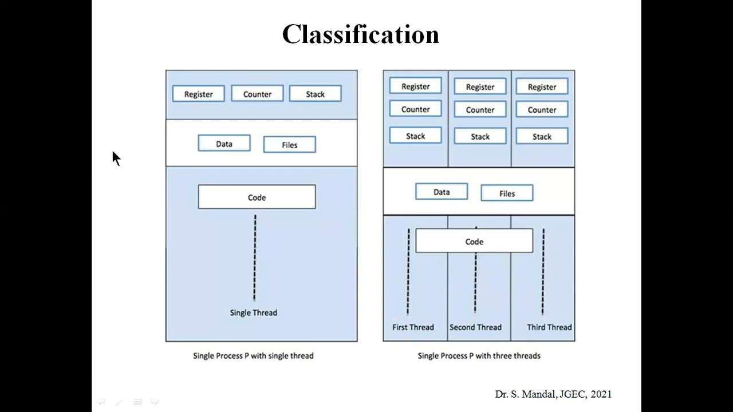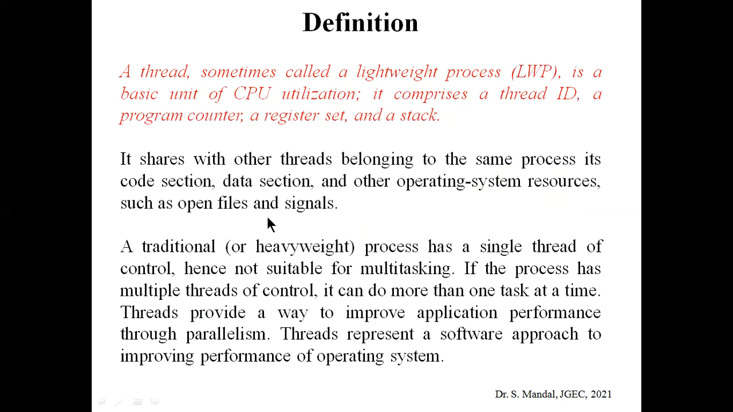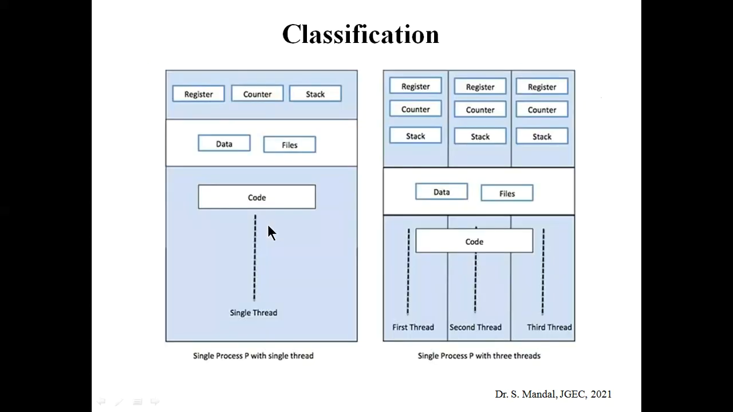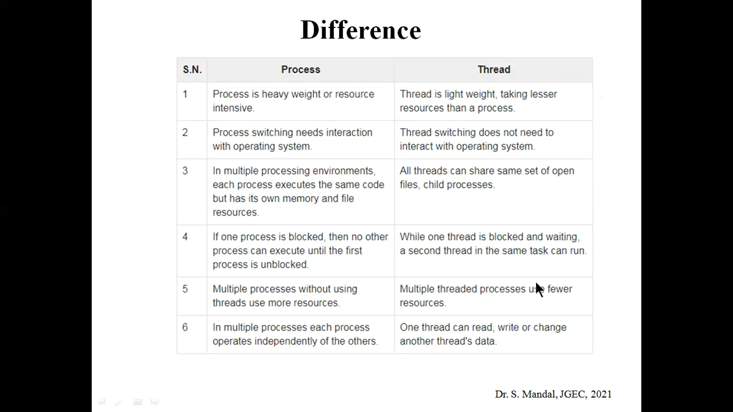So this one is a single thread, and this is multiple threads. Okay, now the difference between threads and process. Obviously a process is a more complicated way. A process can be called heavyweight or resource intensive, whereas a thread is lightweight, taking fewer resources than a process.